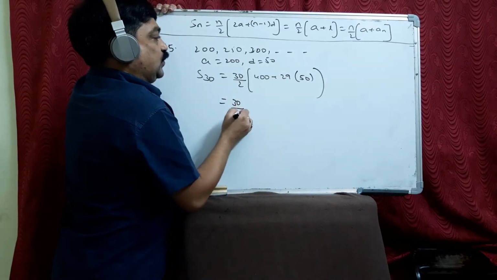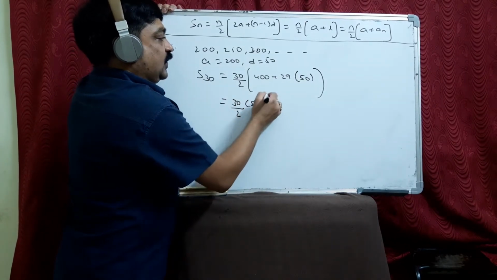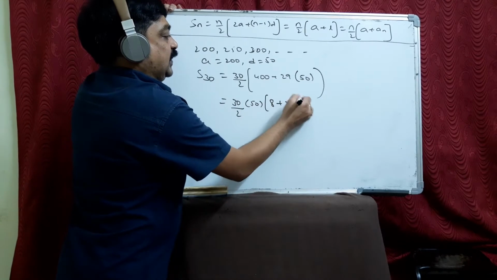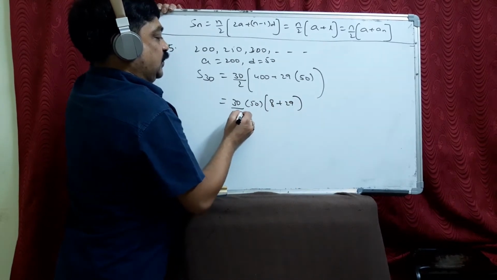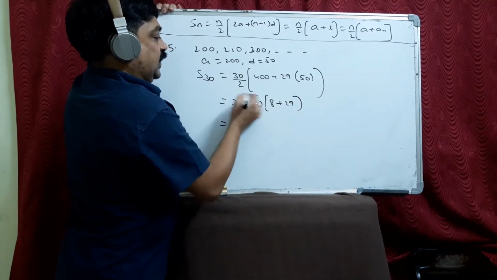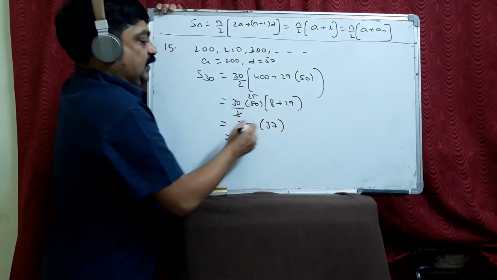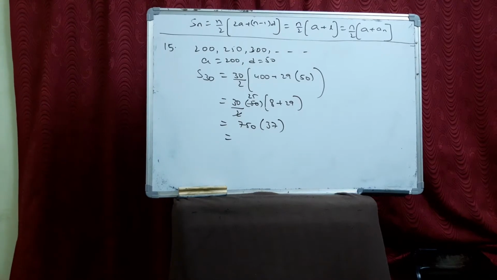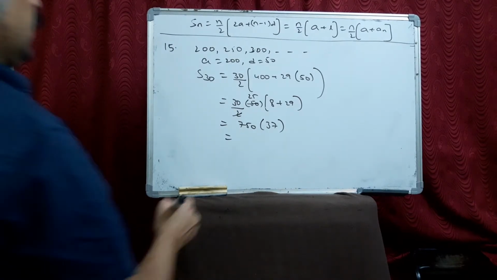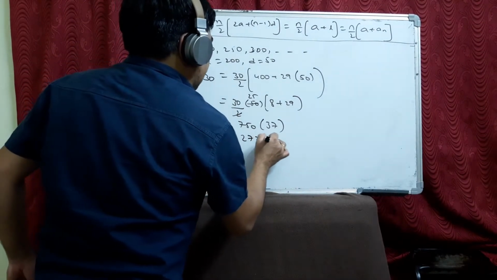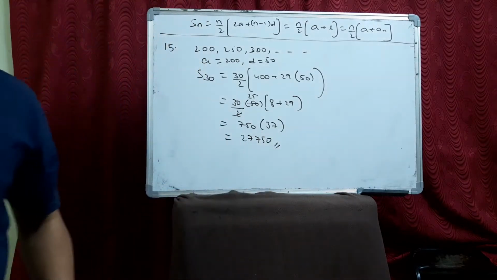So 30 by 2, take 50 common. Then 8 plus 29, so it becomes 37. It becomes 750 into 37. Just multiply. It is 27750. Okay.